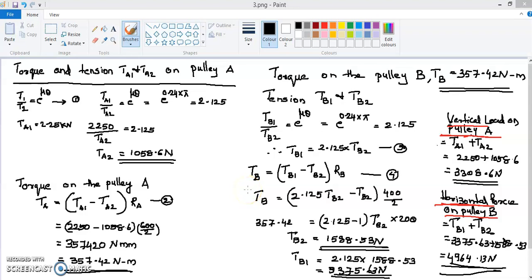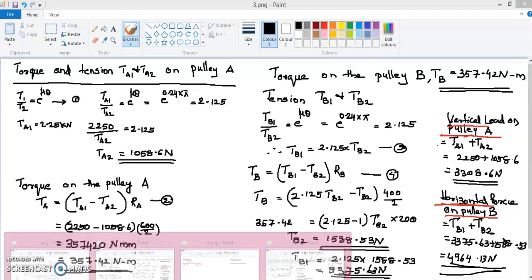Okay, welcome back. So we have seen this. We have calculated the vertical load on the pulley A and we got that value as 3308.6 Newton and the horizontal force on the pulley B as 4964.13 Newton. Now we can represent all this on a diagram.